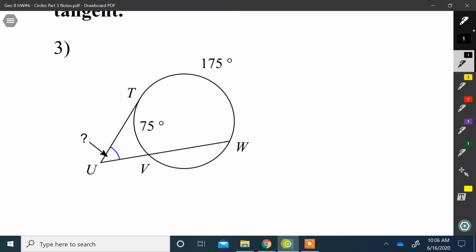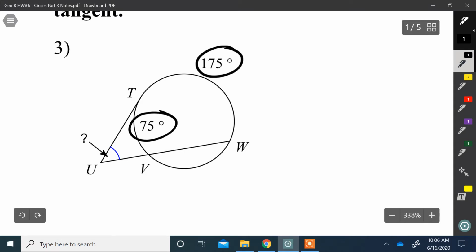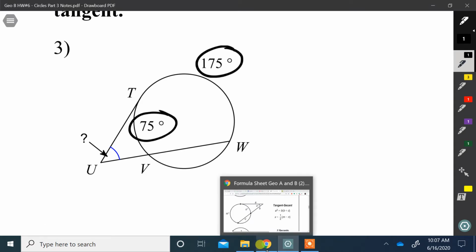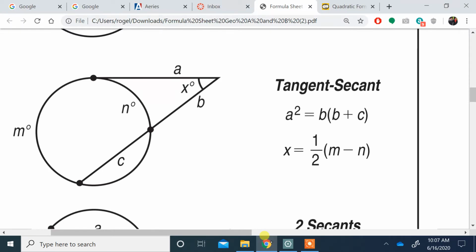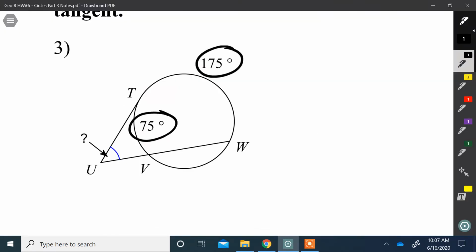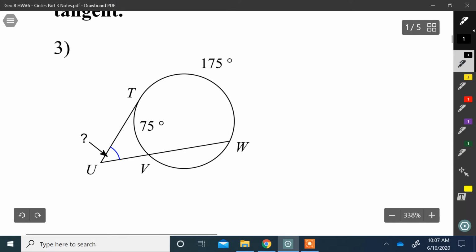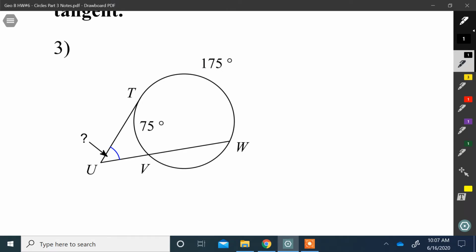Okay, remember we're using degrees here. So the formula you actually use is the one on the bottom. So be careful with that. A lot of people get confused and use the other formula. One, you're dealing with segments and lengths, and one you're dealing with degrees. It's totally different. Here you're dealing with degrees.